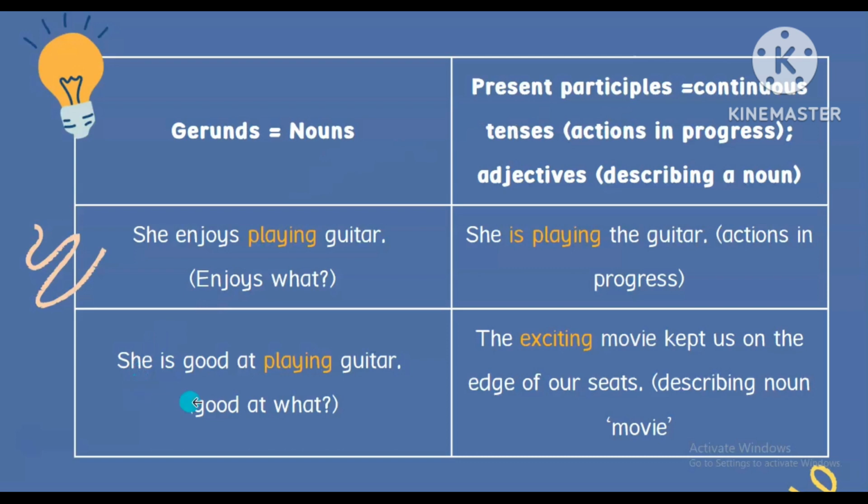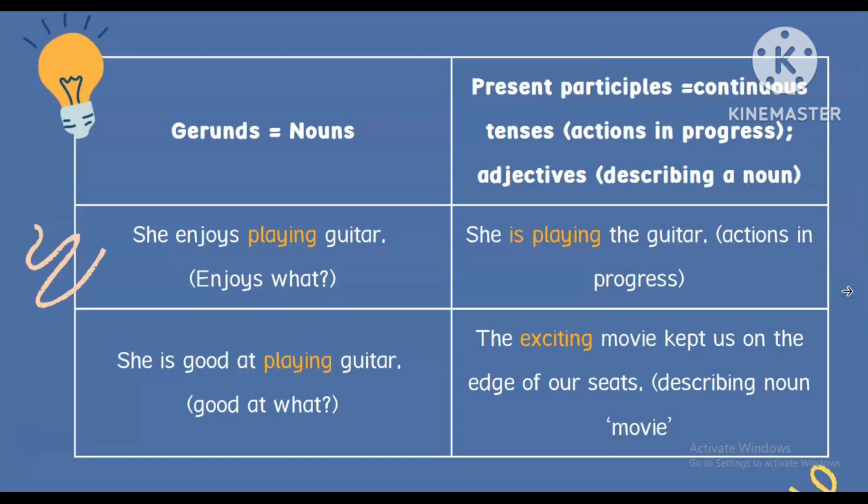In this sentence, she is good at what? She is good at playing guitar. And the exciting movie kept us on the edge of our seats. Here, the word exciting is describing the noun movie. Therefore, it is acting as adjective and hence it is a present participle. Clear?